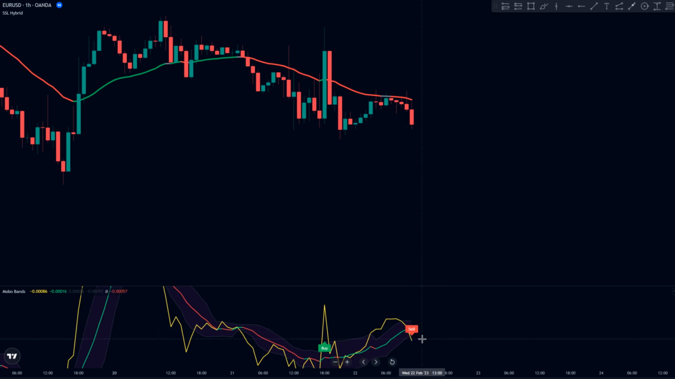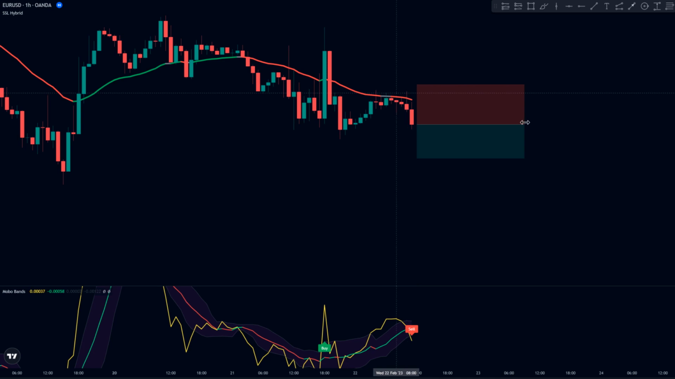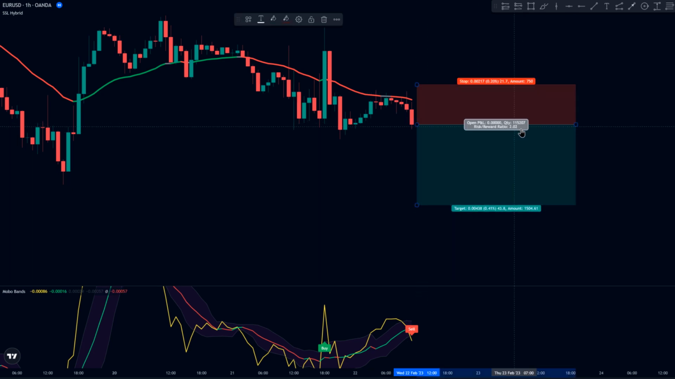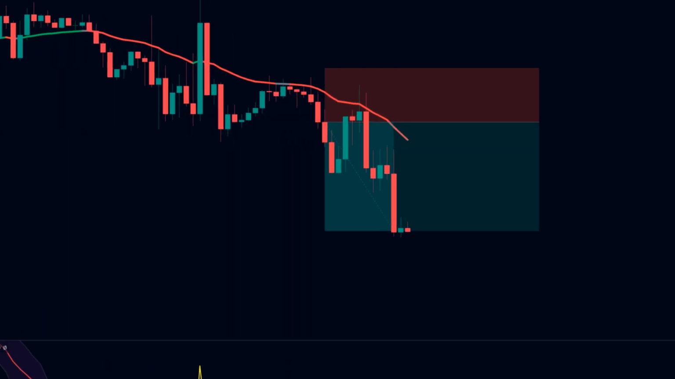We're gonna enter a short trade here, set our stop loss above the most recent swing high, which is the highest price point reached by the last 5 to 10 candles, and for the take profit, we're gonna set it at 2 times the risk. We let this trade run, and it hits take profit.